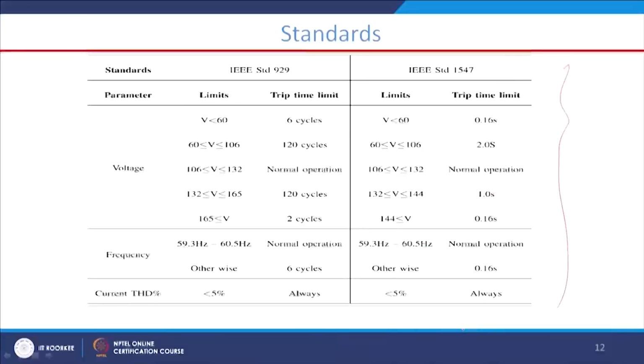I have tabulated all the points, what trip time is required. Like if you could see here, if the voltage is below 60, then it will trip, and the trip time is 6 cycles, and this V is within 60 volt to 106 kilovolt. The trip cycle time is this much. So, there are a lot of standards available in IEEE templates, you can see it, IEEE 1547. The island detection standards are mentioned there.